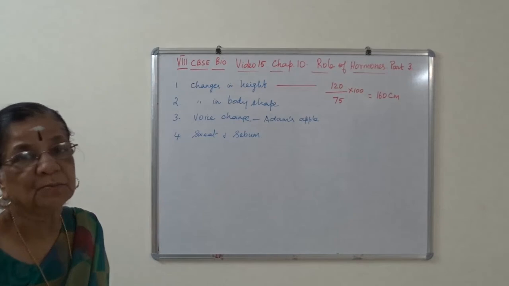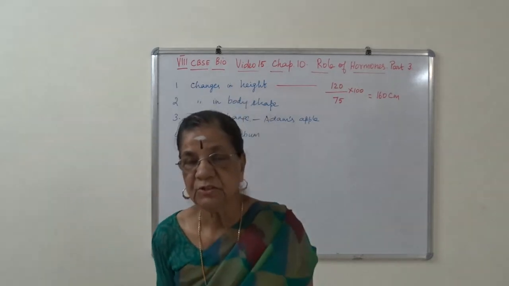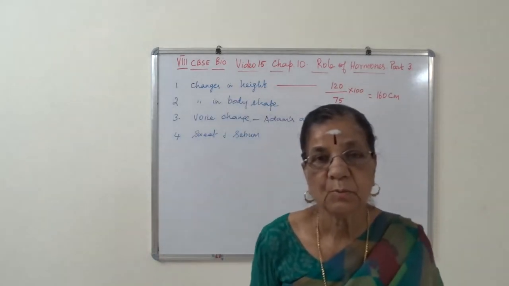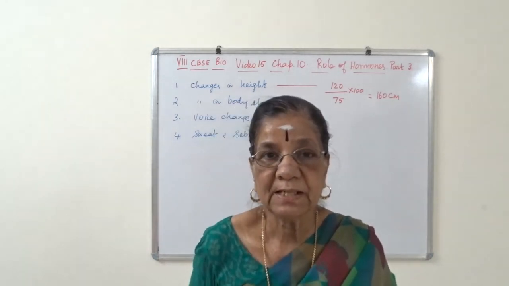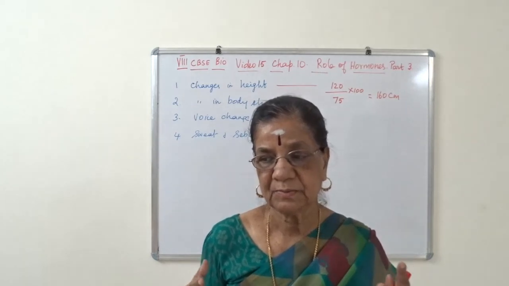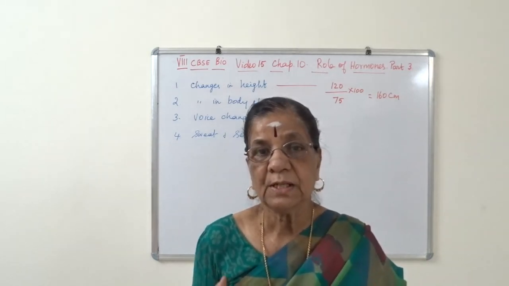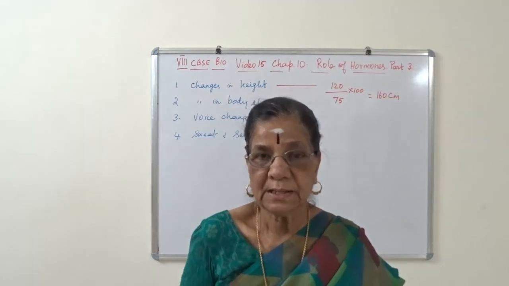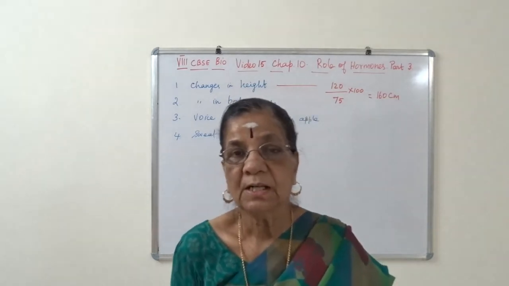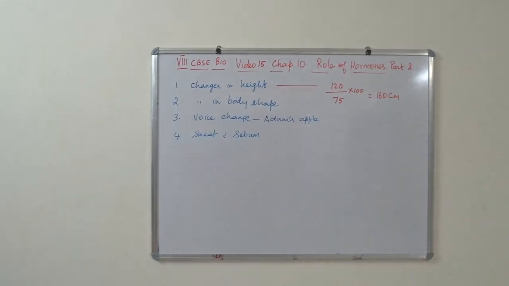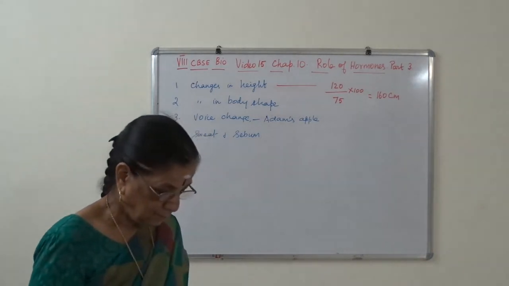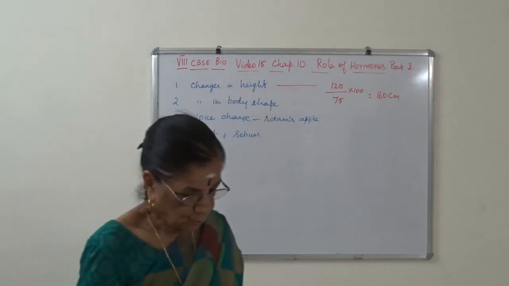Then change in body shape. Now the boys will have broad shoulders, whereas females will have development of the breast and the hip will become a little broader. That is normally what we call the change in body shape, as broader shoulders and a wider chest.